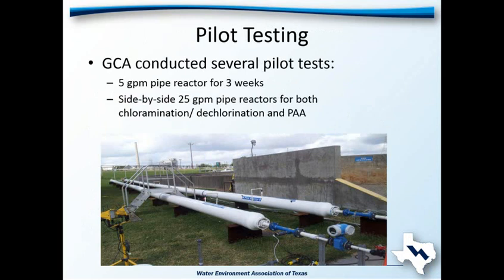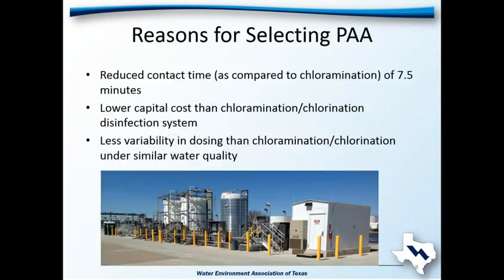So about 2012 or so, we set up our pilot reactor. We told our maintenance people we want a big long tube with a bunch of different sample points, and this is what they came out with. And it worked really well. We ran the test in parallel, and what we found out, obviously, is that we should go to peracetic acid.